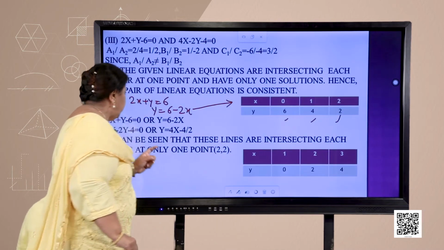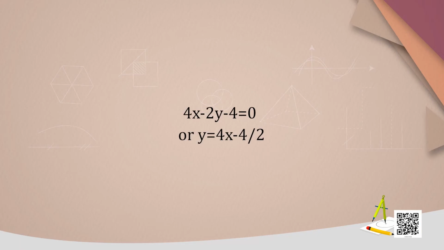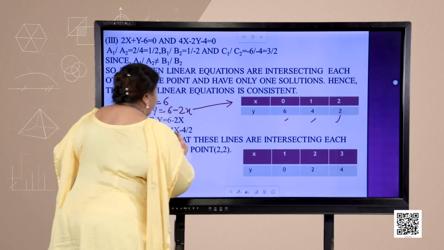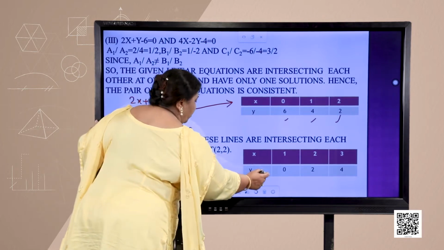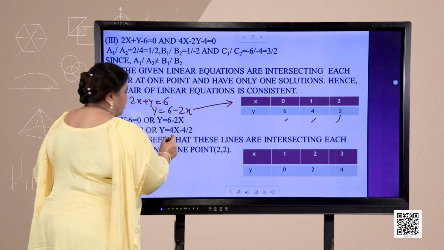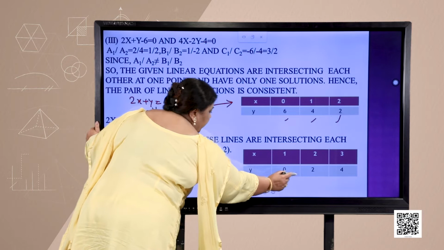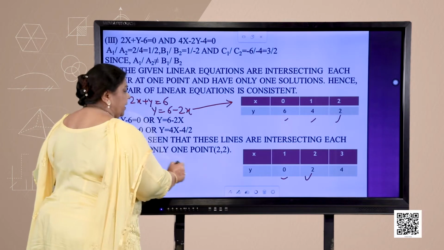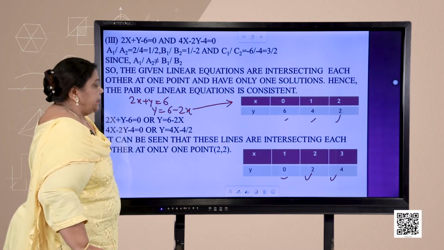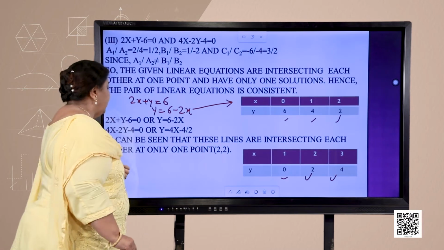Now, for the next equation, we have 4x minus 2y minus 4 is equal to 0 or y is equal to 4x minus 4 upon 2. Here again, when I substitute the value of x as 1, what do I get? I get the value of y as 0. On putting the value of x as 2, we get the value as 2, and on taking the value of x as 3, the value obtained is 4. It can be seen that these lines are intersecting each other at a common point.